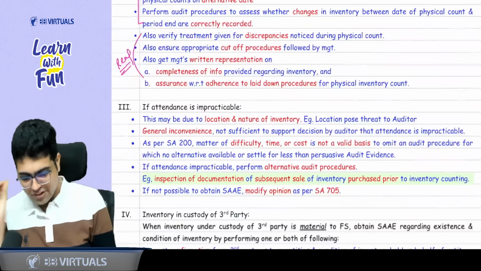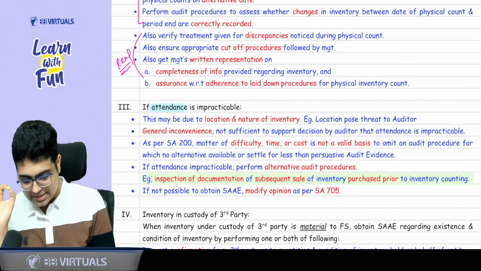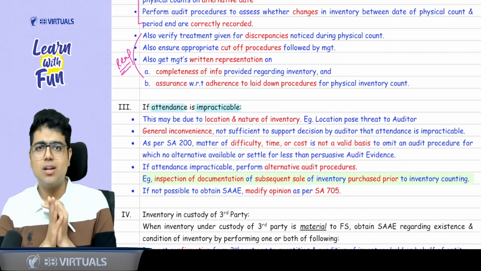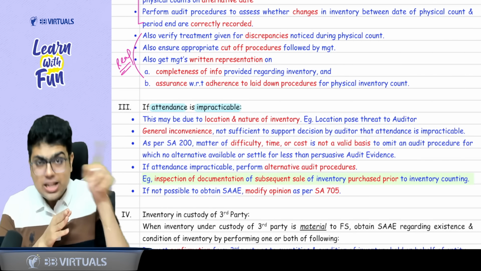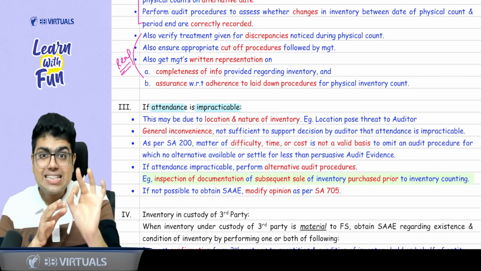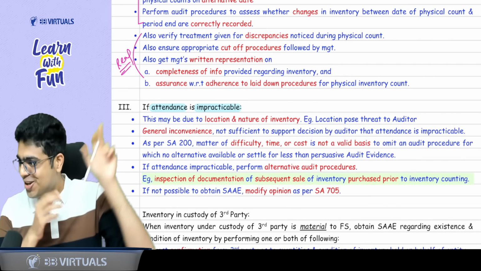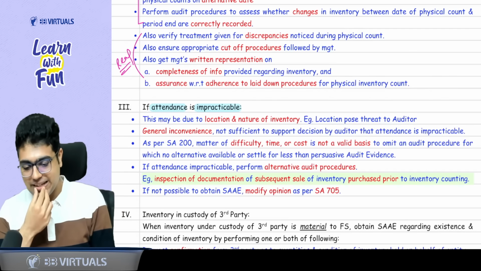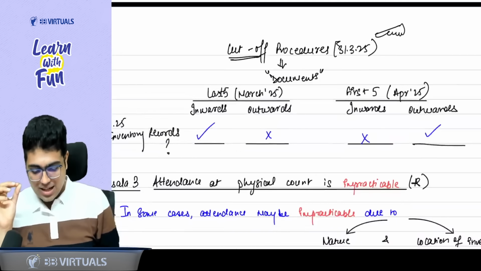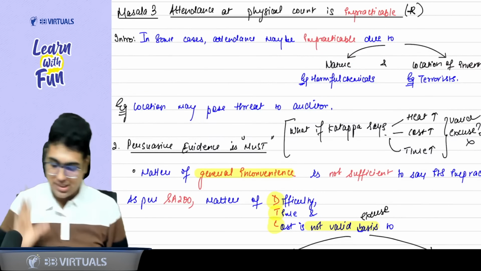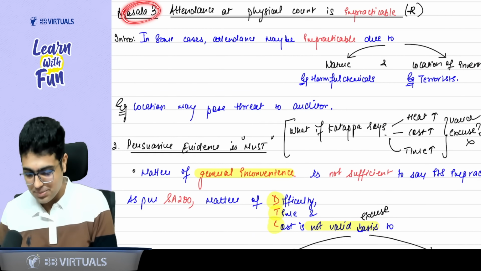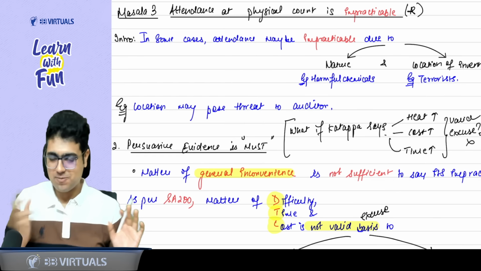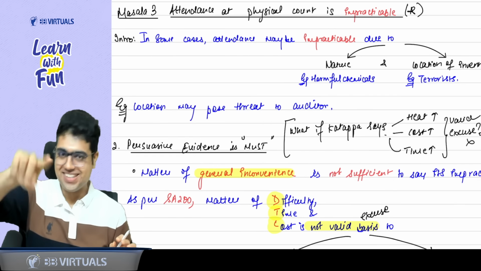Now comes favorite case of ICI, that is case number 3, that attendance is impracticable. I told you that we need to attend the inventory count unless it is impracticable. So now is the case of impracticability. Let's understand how to deal with impracticable case. Okay? This is our case number 3, or you can say masala number 3. Are you people ready? Yes, sir.